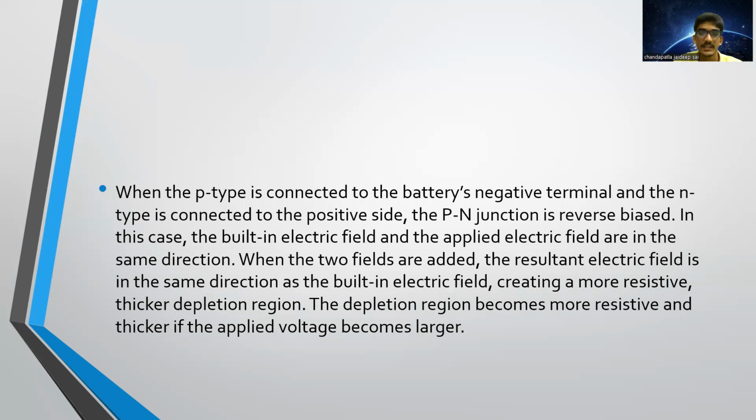When the p-type is connected to the battery's negative terminal and n-type is connected to the positive side, the p-n junction is reverse biased. In this case, the built-in electric field and the applied electric field are in the same direction. When the two fields are added, the resultant electric field is in the same direction as the built-in electric field, creating a more resistive, thicker depletion region. The depletion region becomes more resistive and thicker if the applied voltage becomes larger.